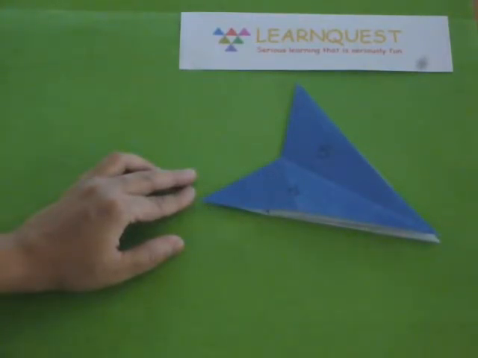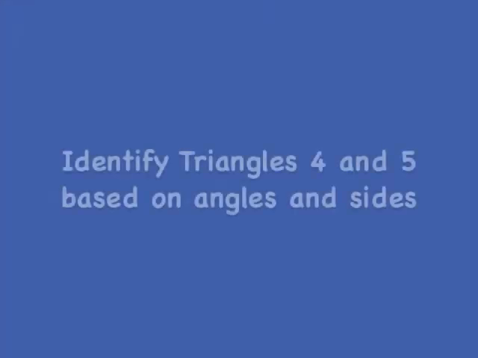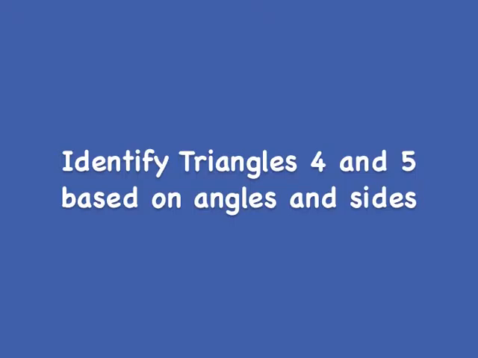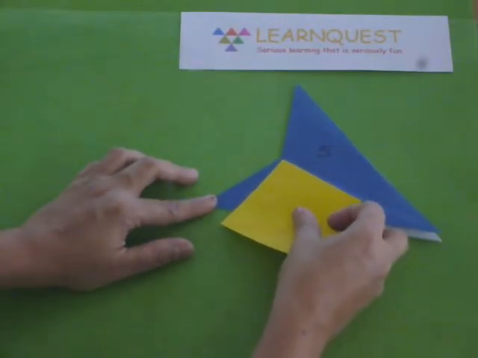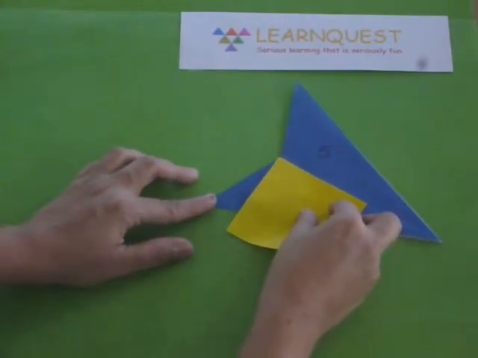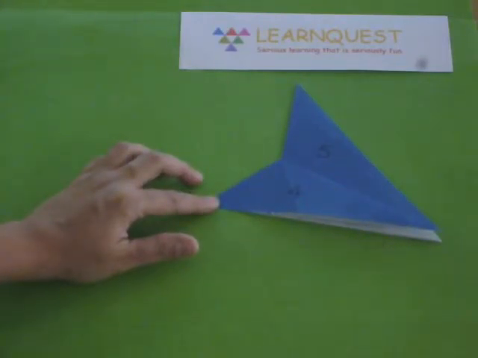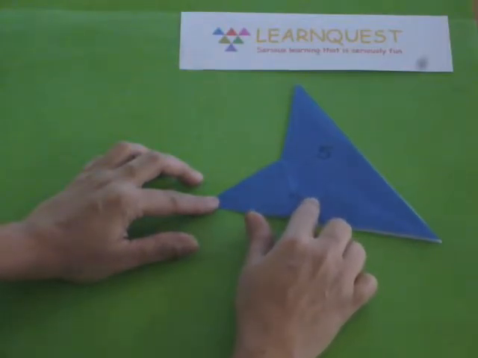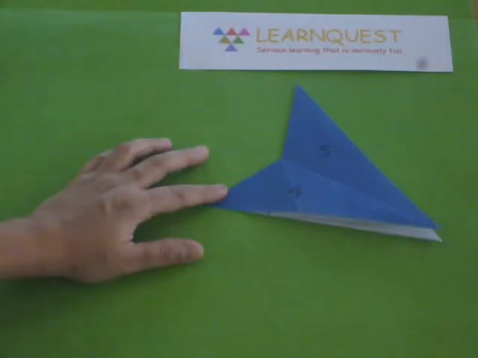Now we have 2 new triangles, 4 and 5. Can you identify what kinds of triangles are these? To identify this, let's check this angle. Can you see when you put a square, this angle is more than 90 degrees. Means it is an obtuse angle. So this is an obtuse angle triangle. The lengths are unequal, so it's a scalene triangle.